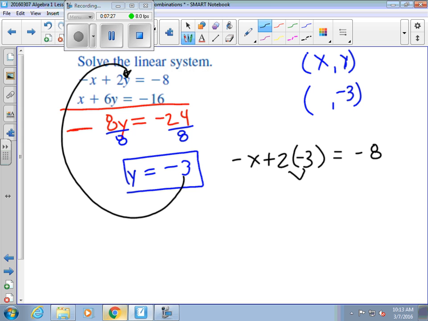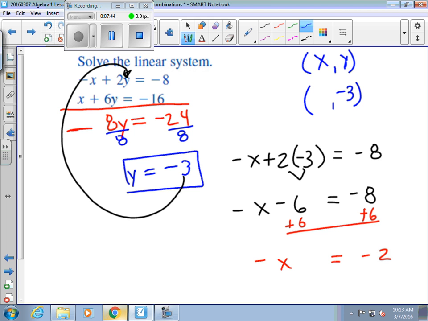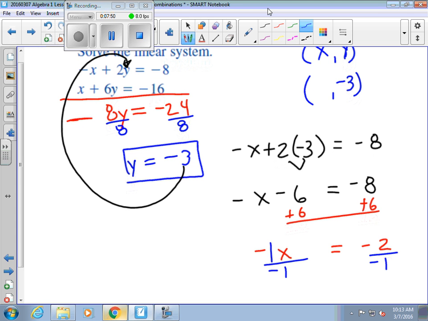2 times -3 is -6. So -x minus 6 equals -8. Get x by itself by adding 6 to both sides. -x equals -2, since those are opposite signs. Then that doesn't say x, that says -x. So you have -1 times that. Divide by -1. And when you do it to this other side, a negative divided by a negative, we all know is a positive. x then is equal to 2.